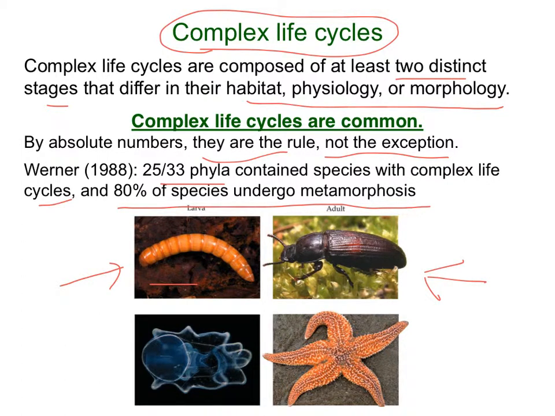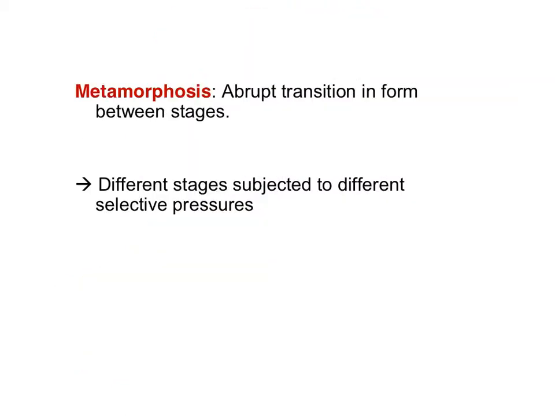And below here we have an adult sea star that started its life out as this planktonic larvae. So really, really different. And it's very interesting to think about what are the reasons for undergoing these abrupt transitions in life cycle. These abrupt transitions in form between stages is called metamorphosis, which you've probably heard before. And so when we ask the question, why undergo metamorphosis? Why undergo these abrupt transitions?